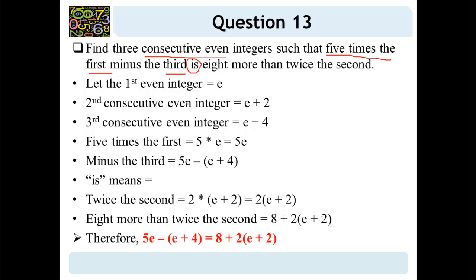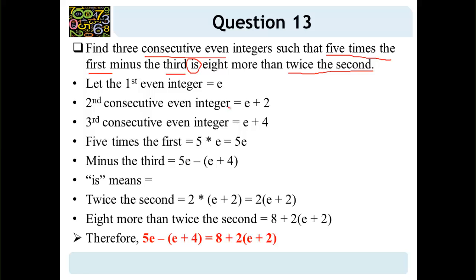Of course, then we have our equal sign. Now we go to the left hand side here. Now let's go to the right hand side: 8 more than twice the second. What do we find here first? We have to find twice the second, and then 8 more than that. We now add 8 to it.